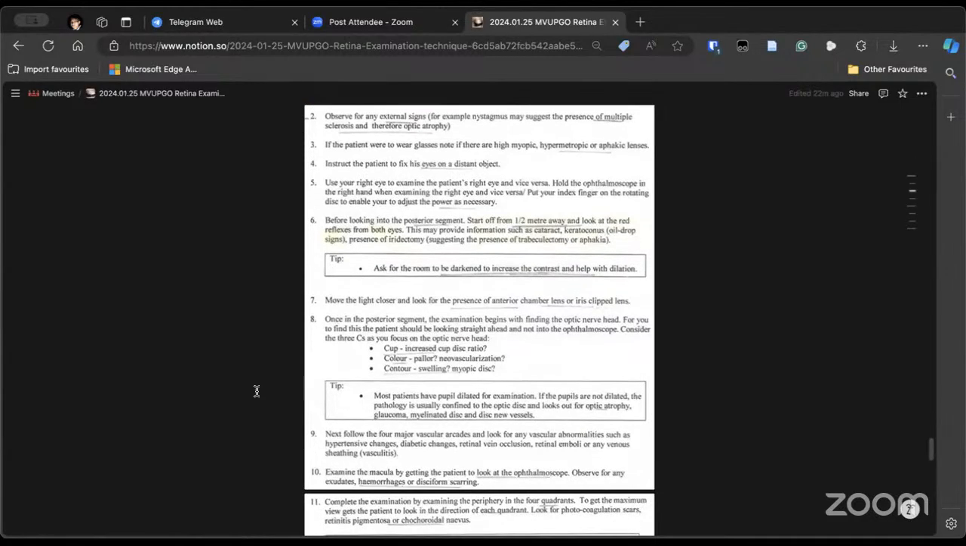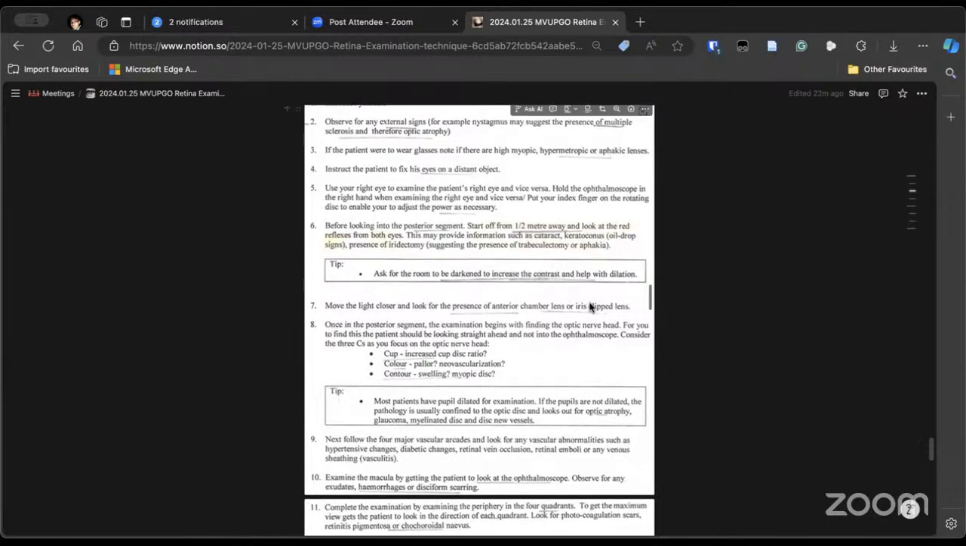So you move the light closer, and you can see the anterior chamber also, but these are usually not required. If the media is clear, you go near the patient and you examine the optic nerve. What are the parameters you examine in the optic nerve? Can any candidate please volunteer?